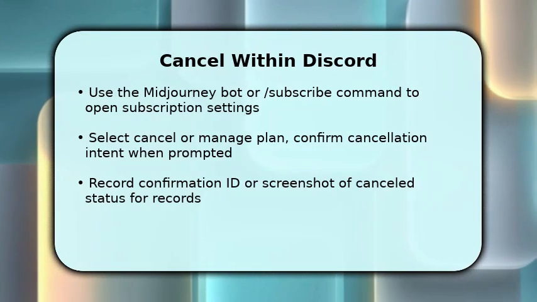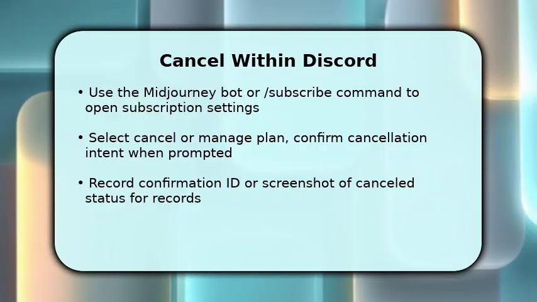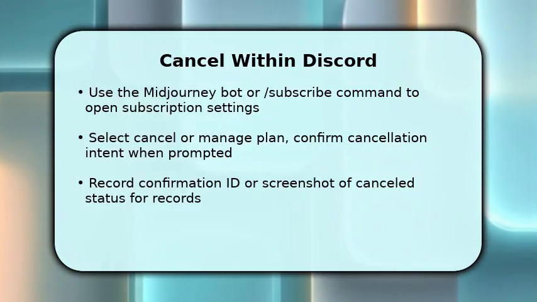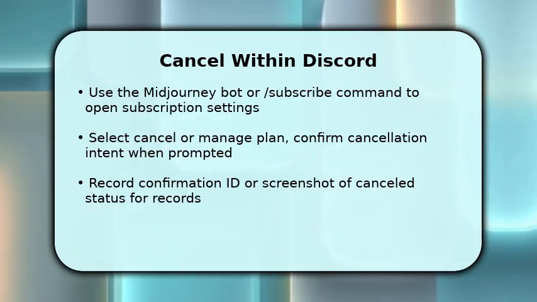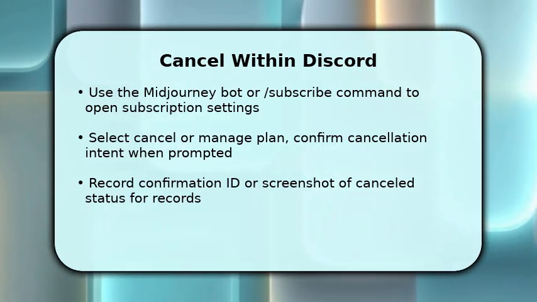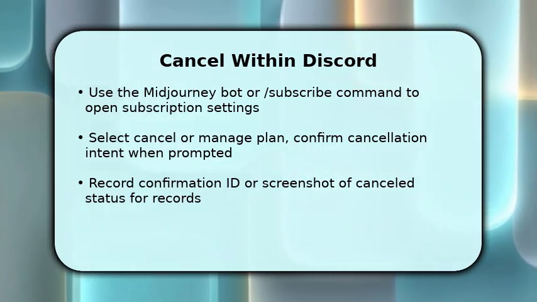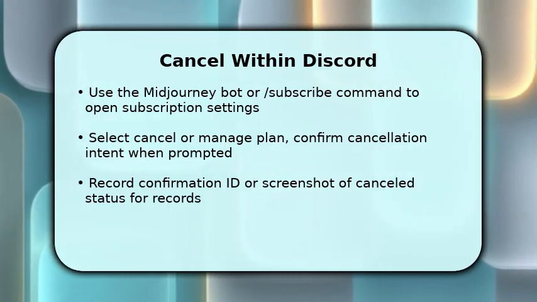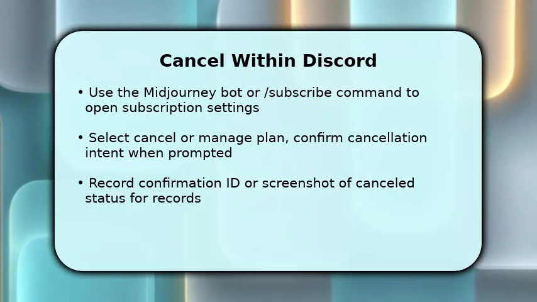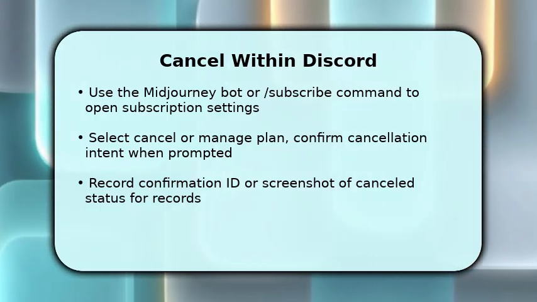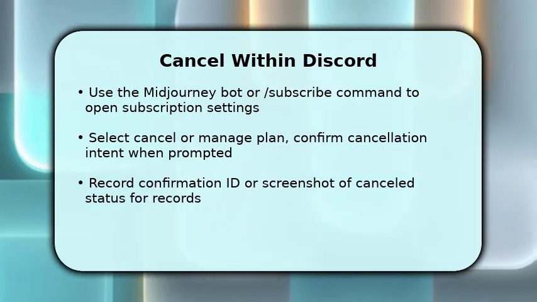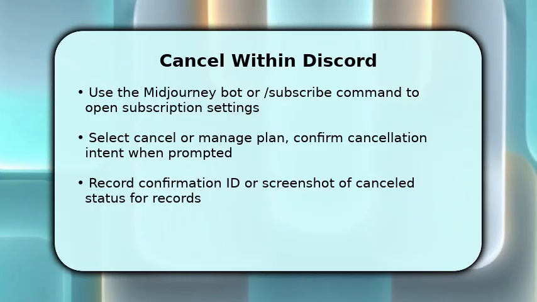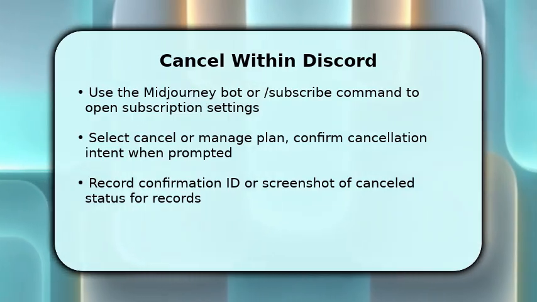In Discord, use the Midjourney bot commands or the /subscribe flow to open your subscription management. The interface shows active plans and billing options. Choose Manage Plan, then select Cancel or turn off auto-renewal. The system will prompt you to confirm so there's no accidental cancellation. Confirm and wait for the bot to acknowledge. Note the cancellation ID or take a screenshot immediately. If the bot redirects you to a web billing portal, follow those steps and return here to verify the change.